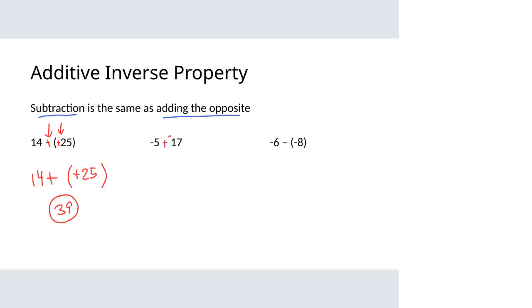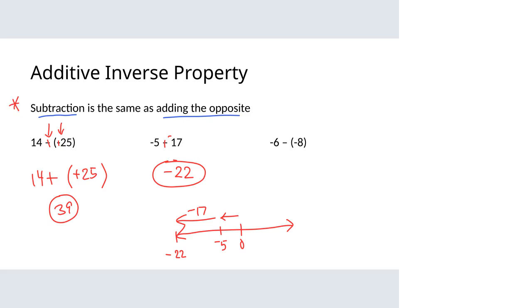Maybe you could do this in your head. Maybe you do it on a calculator. Maybe you do it on a number line. If I do negative 5, and then I need to go negative 17 more, that lands me at negative 22. And again, we're working on the idea that adding is usually easier than subtracting, and I can get rid of subtraction because subtraction is the same as adding the opposite.